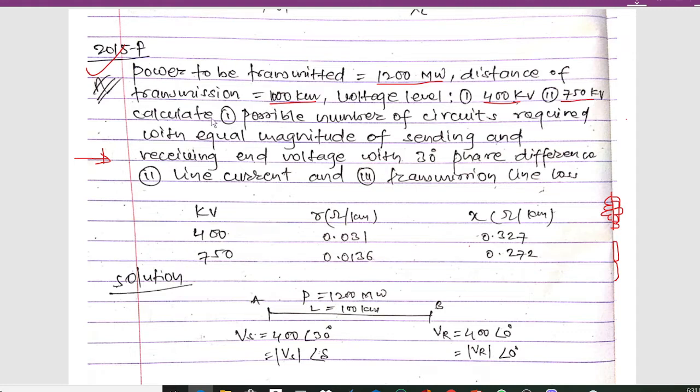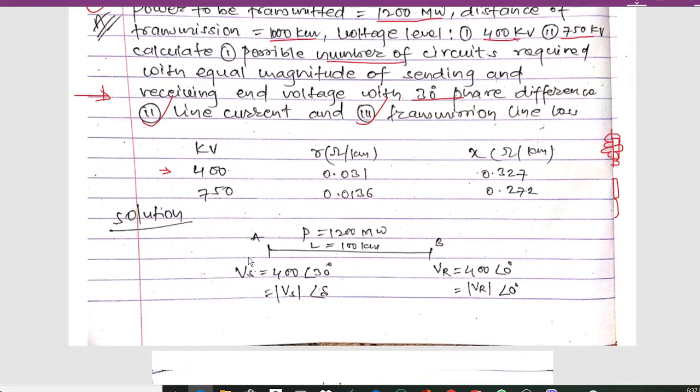In this question you have to calculate the possible number of circuits required with equal magnitude of sending and receiving end voltage, with a 30-degree phase difference. Similarly, we have to calculate the line current, and third, the transmission line loss. Firstly we will calculate for the 400 kilovolt line, so for voltage level 400 kilovolt we will calculate the required parameters.